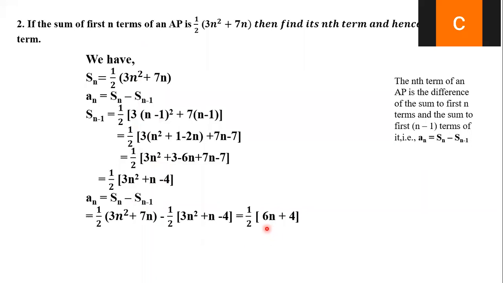Any doubt? If I take out 2 common, this 2 and 2 will get cancelled. What is the answer that will remain? 3n plus 2. Yes, children, this is the nth term.